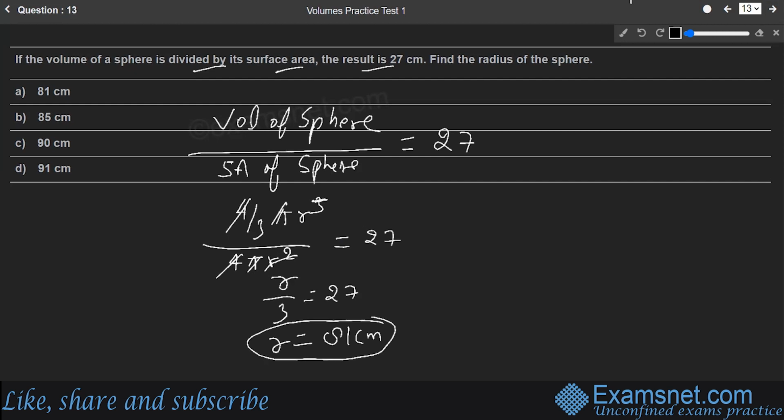This is what the radius value comes out to be. That's what he had asked: find the radius of the sphere. It is 81 centimeter, available in option number A.